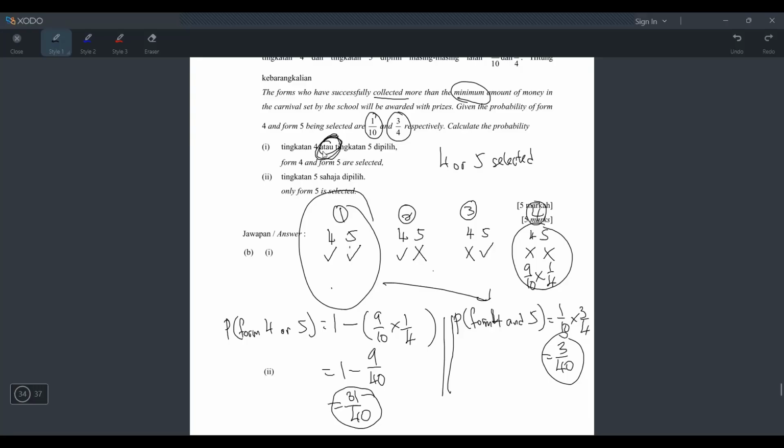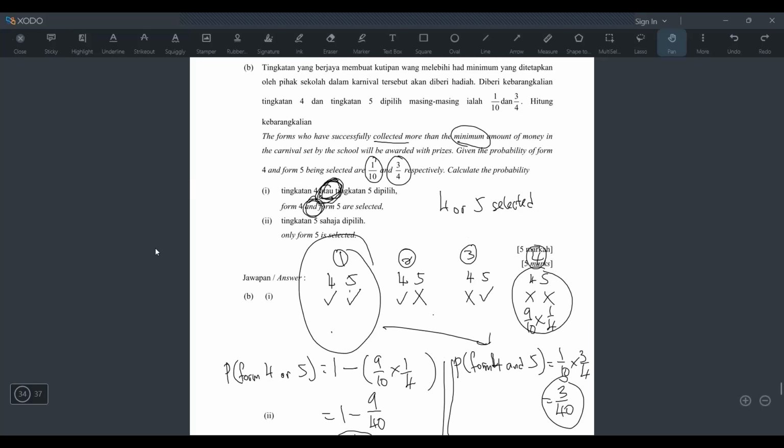But this question in the BM says atau, and in the English, they say and. That's why I don't know which one to follow, but I do both. I checked the scheme already. The scheme does it like this, it means the scheme follows the Bahasa Melayu one. But I also want you to know both. I want you to understand the whole concept.